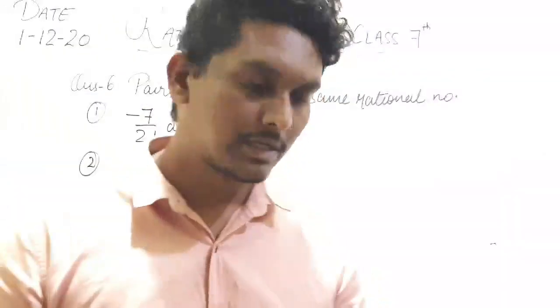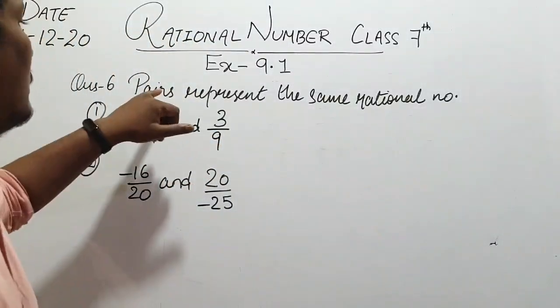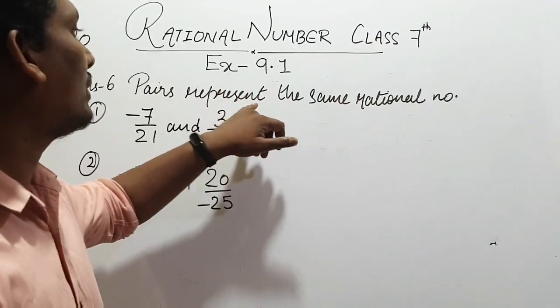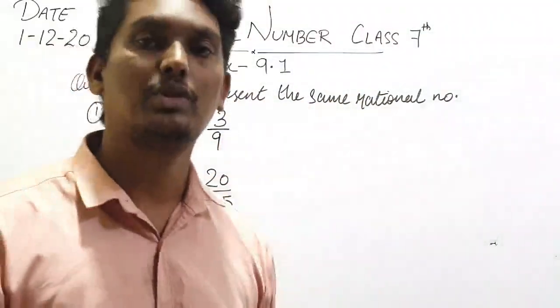Come to question number 6. Here some pairs are given to you. You have to find out which pair represents the same rational number, right?